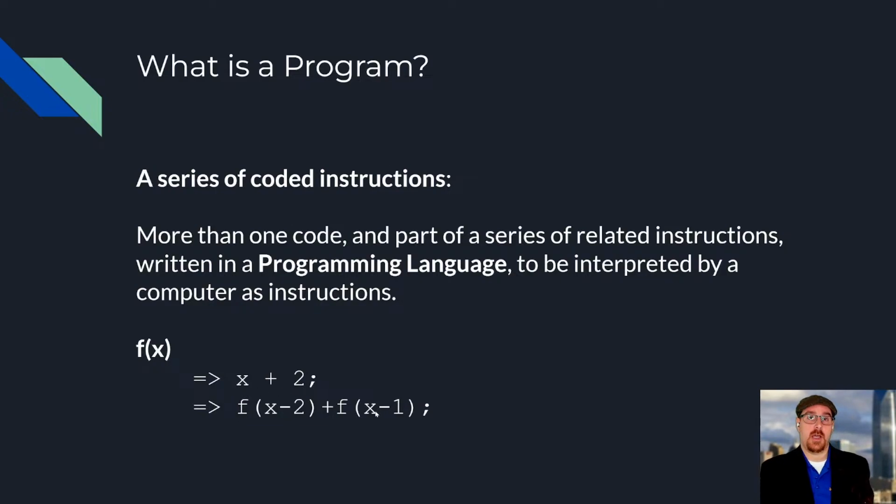It's no longer just a code, and we're not just saying, let's just see some information. We are returning some sort of function. If you recognize that, this is the Fibonacci equation. So to be interpreted by a computer's instructions. So a program is more than one code. It's a series of codes that are related to the same type of thing.